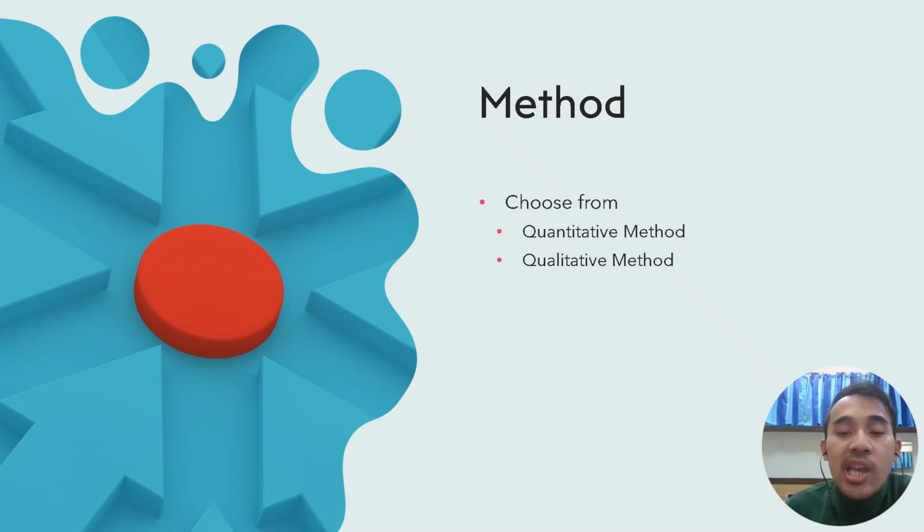Let's discuss each element of what you are going to put in your matrix. The first one is the method. You choose either quantitative method or qualitative method for the research topic that you are doing.